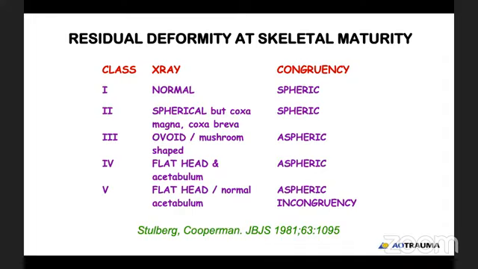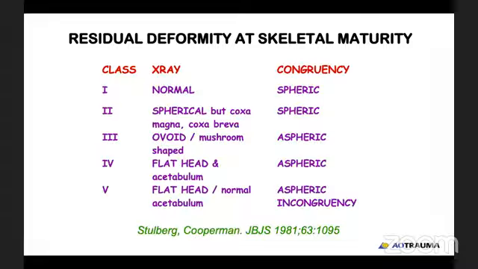So if you land up with a Stulberg 3 or a 4, where you have an ovoid mushroom-shaped head, or even a flat head, but with a flattened acetabulum congruent with it, then that's what's called an aspheric congruency, and that will still last you till the ages of 30, 40, or sometimes even 50 years of age. And it's only a Stulberg 5 where we have what's called an aspheric incongruency, where you have a flattened, deformed head with a normal looking acetabulum, which in fact will give you symptoms very early in adulthood. And by your 20s or 30s, you will need a joint replacement.